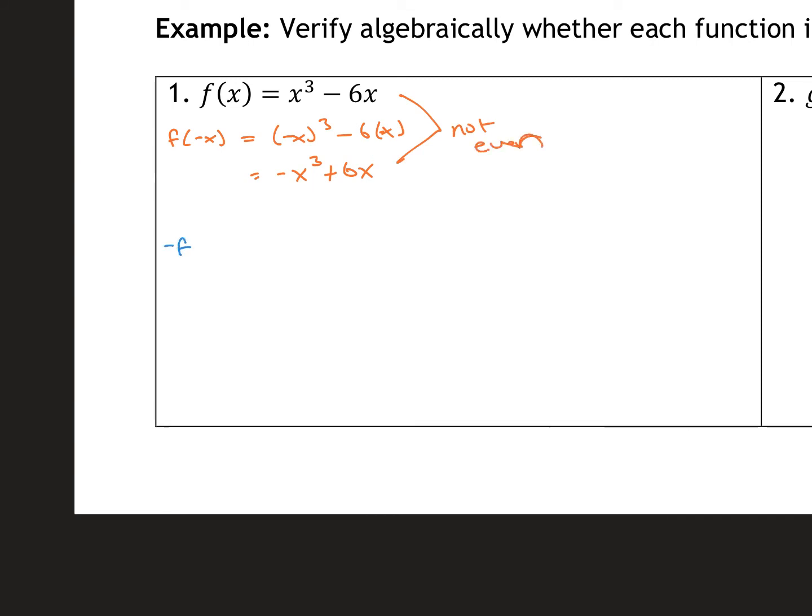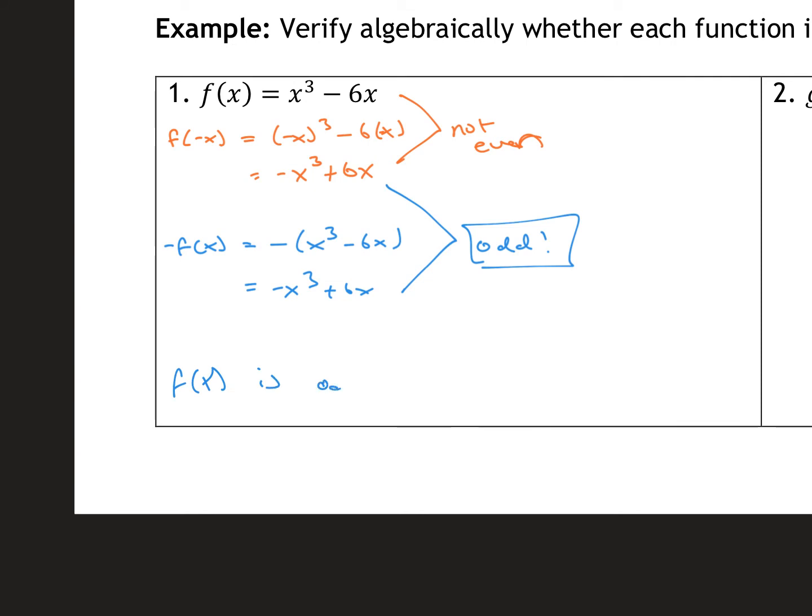All right, so now let's check negative f of x. So negative times x cubed minus 6x. So that gives me negative x cubed plus 6x. Check these. Do those two match up? Yes. So this is odd. So f of x is odd. And that's how we check it.